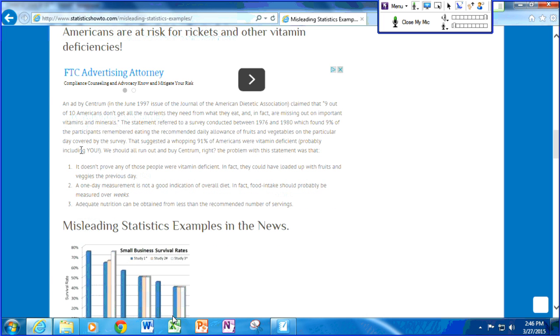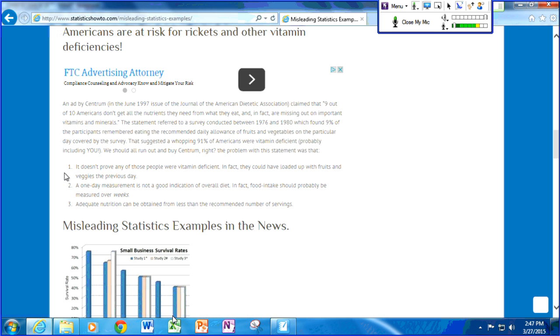They're talking about an ad here for Centrum, I guess vitamins. 9 out of 10 Americans don't get all the nutrients they need from what they eat. And there you go. They misstated the value of the data, right? Just because people don't get a certain number of vitamins from their food doesn't mean that they're vitamin deficient, right? On a particular day. A one-day measurement's not a good indication of diet, so there you go.